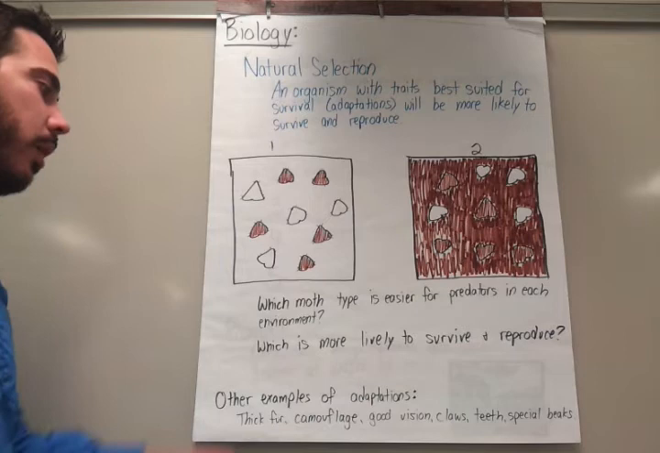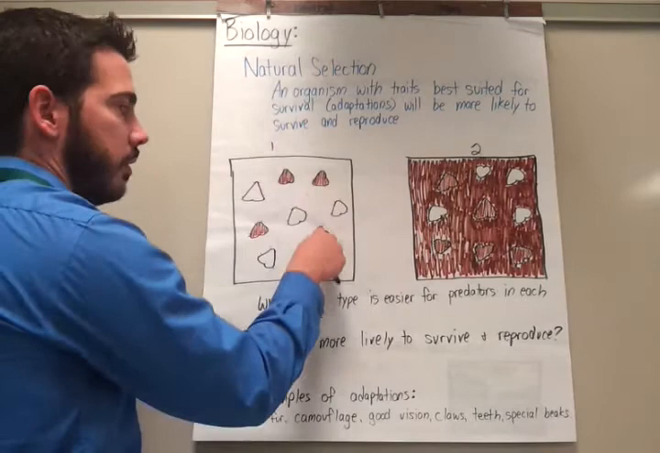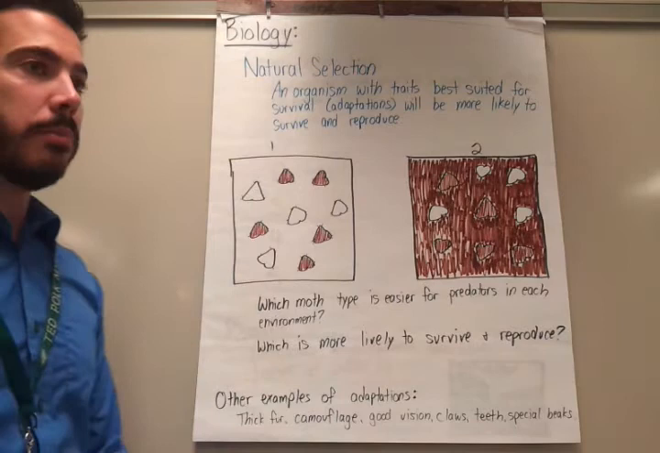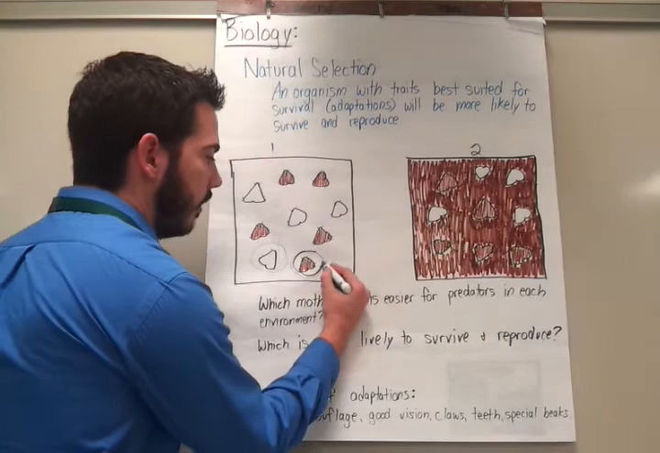Which type of moth is easier for predators to find and eat in each environment? Well, in environment one, we can see that the brown moths stick out more. The reason is because the environment is white. So if I was a predator, I would probably be more likely to see one of these guys than I would be one of those. So what happens to the population of brown moths? Well, it's going to decrease.